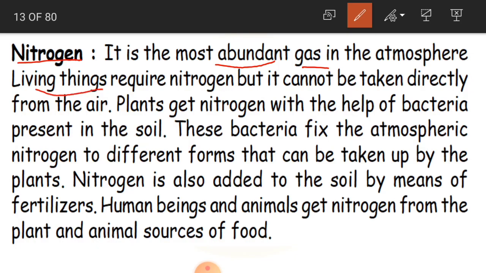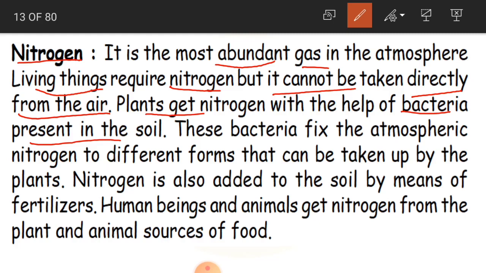Living things require nitrogen, but it cannot be taken directly from the air. Plants get nitrogen with the help of bacteria present in the soil. Who all come under living things, children? Animals, birds, human beings. Human beings are also animals, and even plants are living organisms. All living things require nitrogen, but we cannot take it directly from the air as we take oxygen. Plants get nitrogen with the help of bacteria present in the soil.